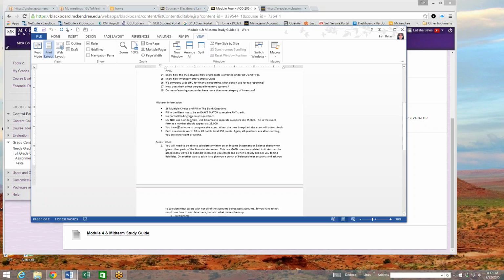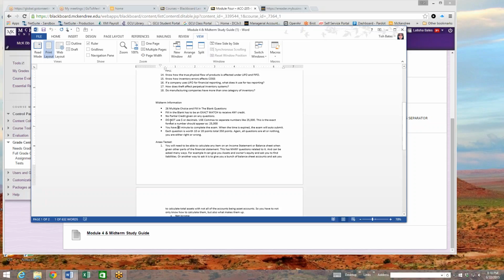Fill in the blanks has to be an exact match to receive any credit. The system is grading these. If it is not an exact match, it will not give you credit for that answer. So make sure that you are spelling things correctly. Check your spelling. And understand that no partial credit is going to be given on any of these questions. So it's all or nothing.